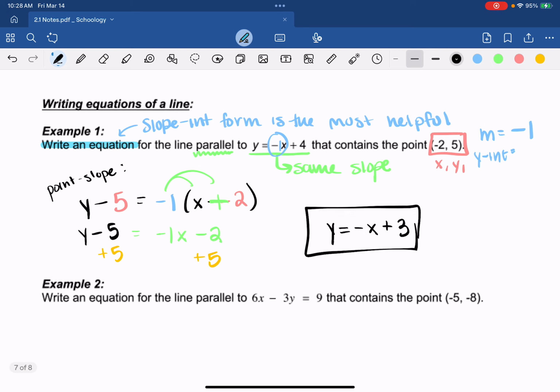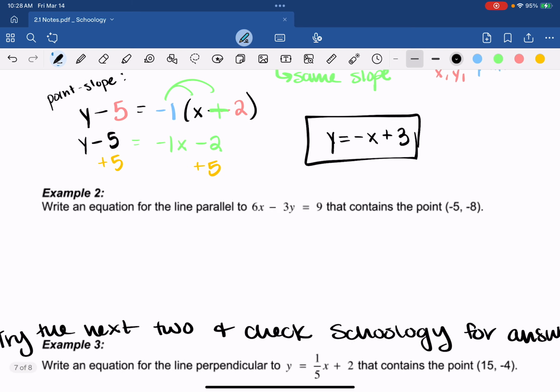All right, let's look at example 2. Now, example 2 is slightly different. It says, write an equation for a line parallel to 6x minus 3y equals 9 that contains the point -5, -8. Well, if I look at this equation that I'm given right here, do I know my slope just by looking at this problem? No, I don't. This form of an equation is actually in standard form, which you probably recognize. Okay, and standard form is the worst, actually the worst, because it does not tell us anything. Okay, all it tells us is intercepts.